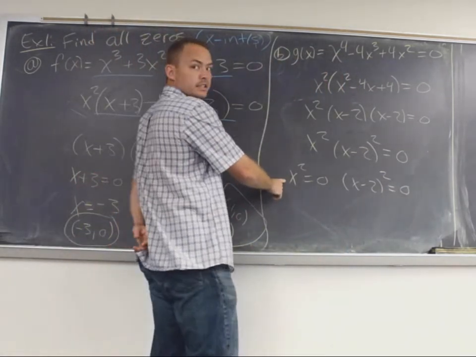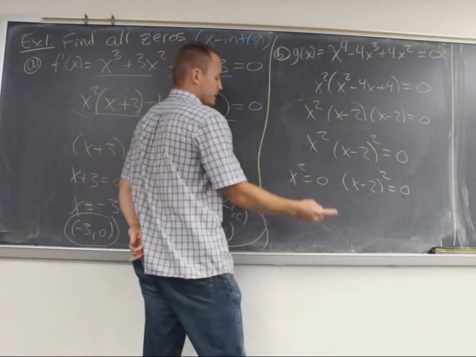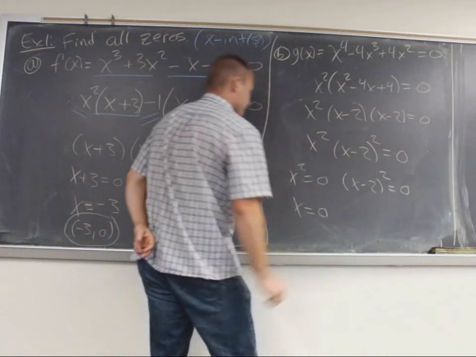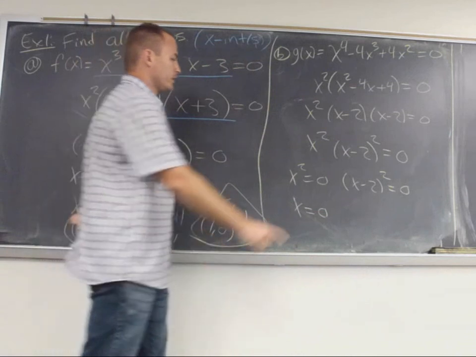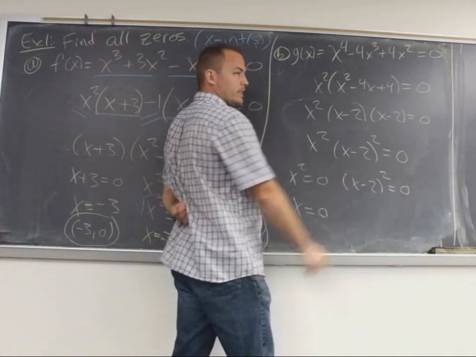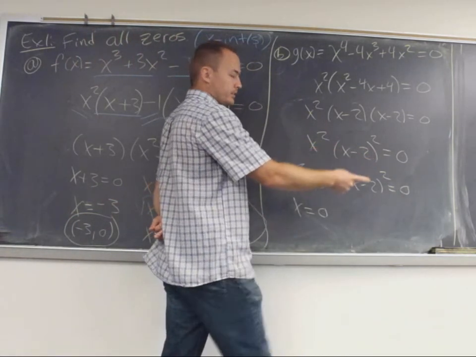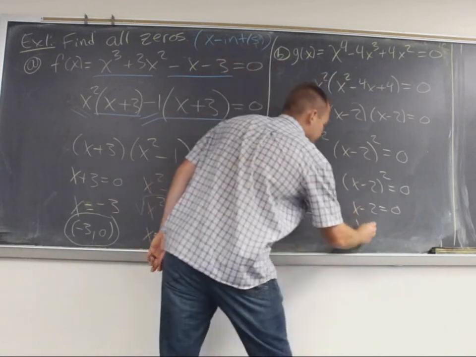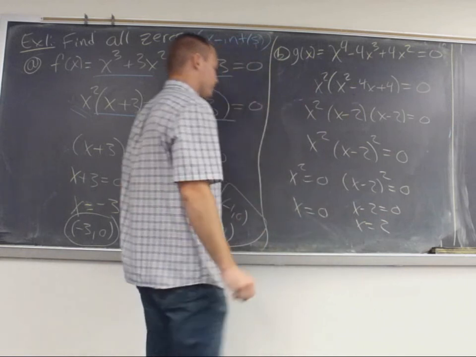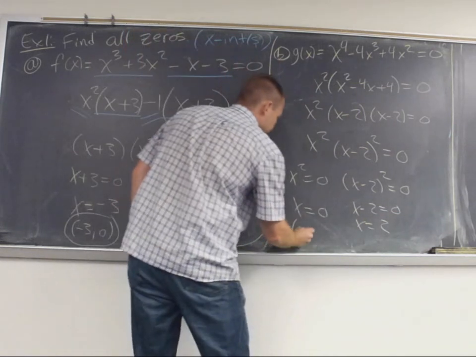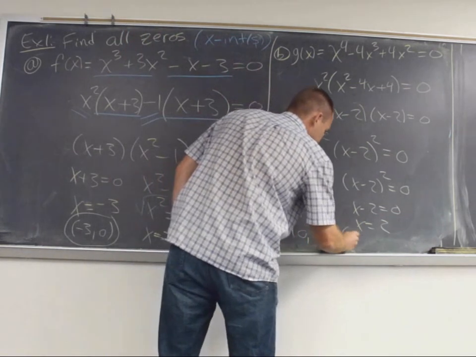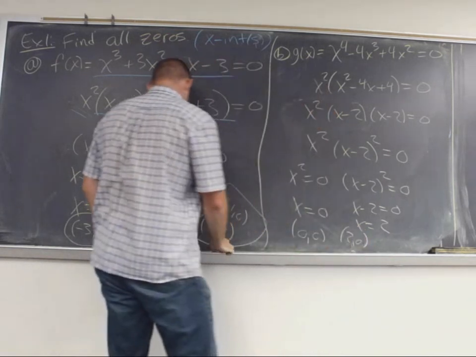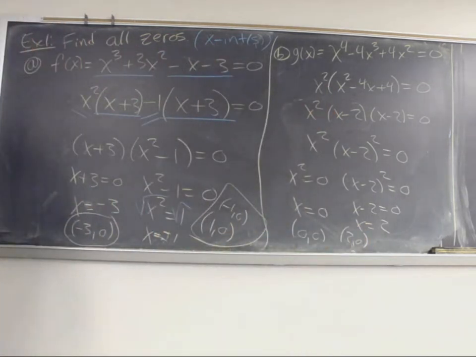So square root both sides here. The square root of 0 is 0, so x is equal to 0. And then over here, square root both sides, the square root of 0 is 0. So x minus 2 is equal to 0, and x is equal to 2. So you have the points (0, 0) and (2, 0). All right, now that we kind of got a handle on this, we're going to get into multiplicity in the next lecture.